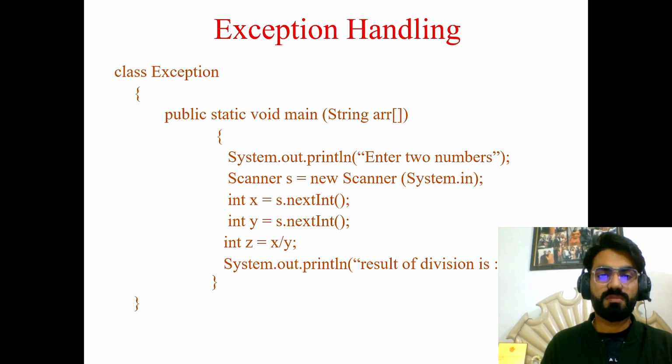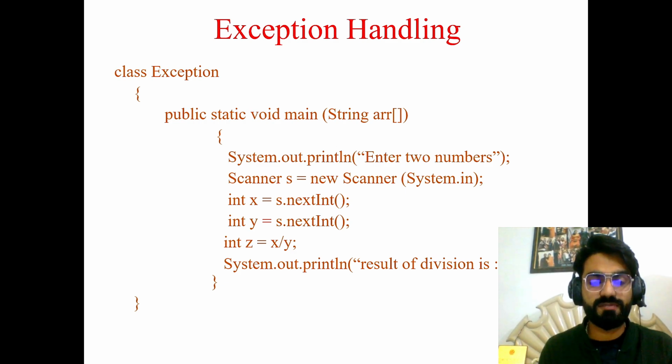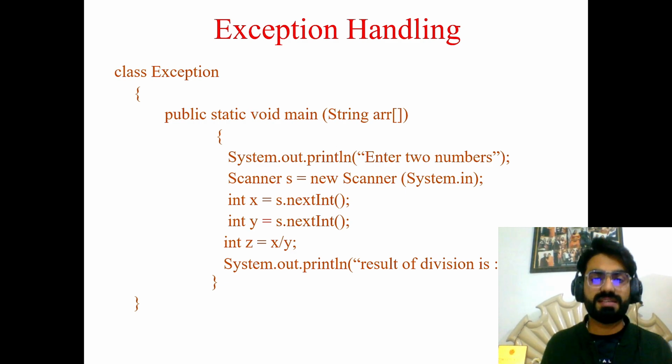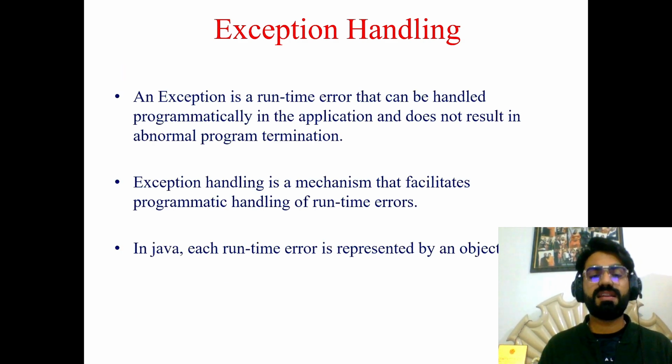So now we talk about what kind of exceptions. On the screen you can see it's a simple division, right? The two inputs we are getting from the user are x and y, and then z is equal to x divided by y. If I am doing 6 divided by 3, it will give me 2. But what if 6 divided by 0? It will give me an exception, right? So an exception can occur anytime.